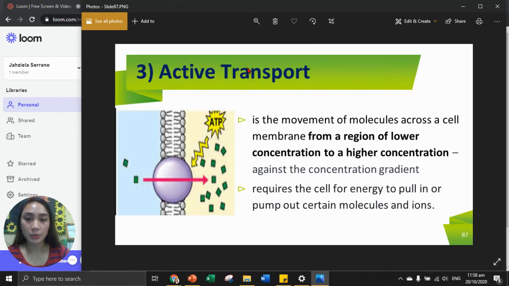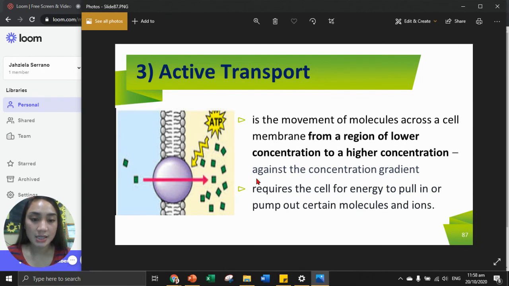Now let's look at the third one. So in this case, active transport. So this one, it is the movement of molecules across a cell membrane from a lower concentration to a higher concentration, against the concentration gradient. So if we look at the picture, active transport from low concentration, see how there's only two particles going to the higher concentration. So bakit kasi mas attracted sila dun sa charges, no? Kaya nangyayari yan. Low concentration to high concentration.